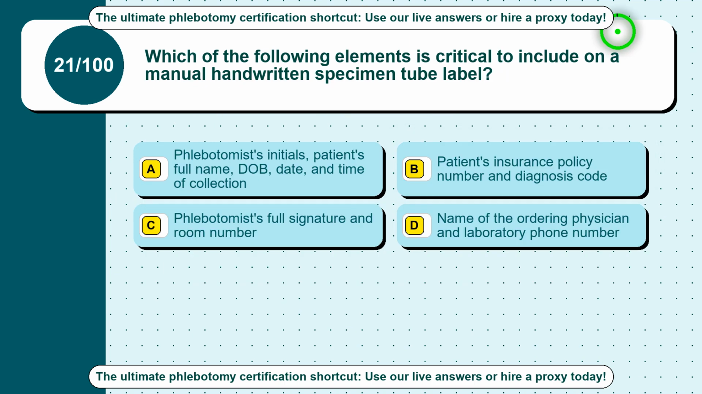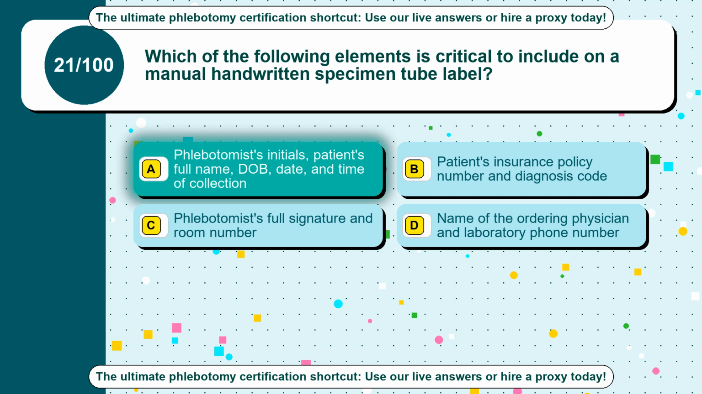Question 21. Which of the following elements is critical to include on a manual handwritten specimen tube label? Option A, phlebotomist's initials, patient's full name, DOB, date, and time of collection. Option B, patient's insurance policy number and diagnosis code. Option C, phlebotomist's full signature and room number. Option D, name of the ordering physician and laboratory phone number.